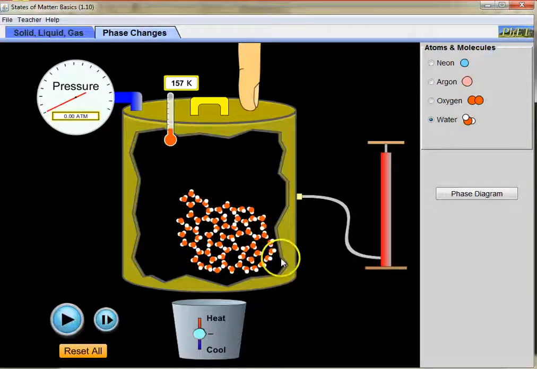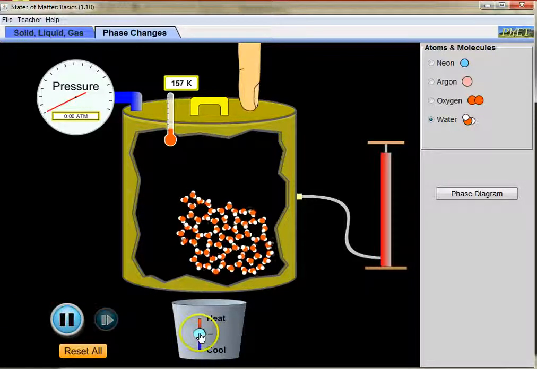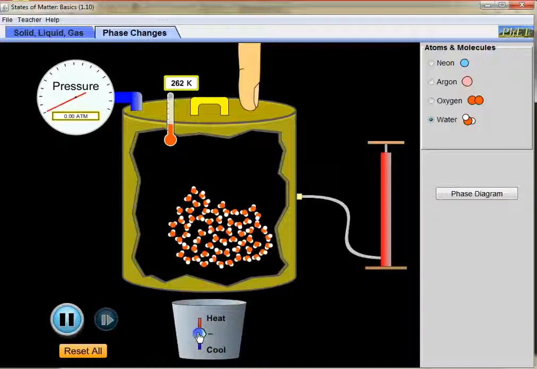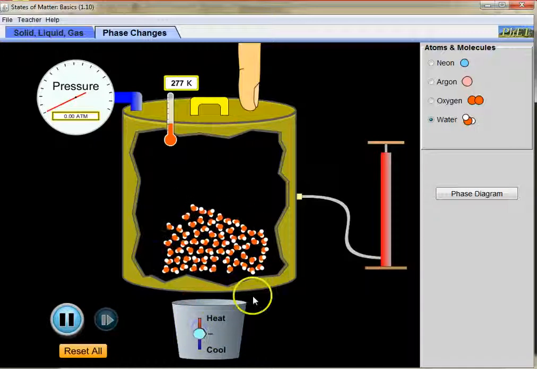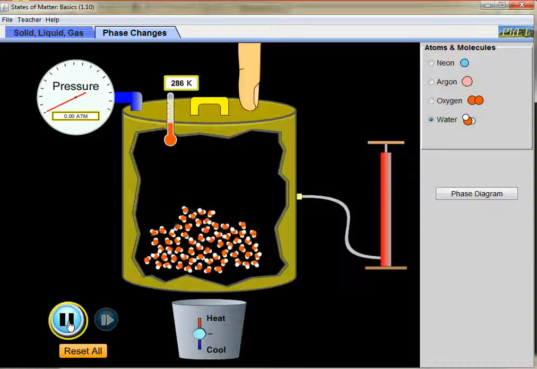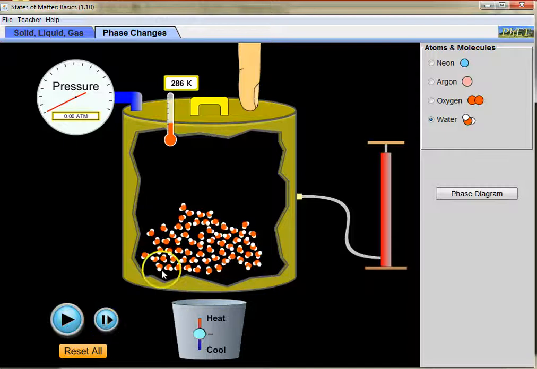Let's pause this for a second. You can see that there are significant holes in this lattice structure. All right, so let's heat it and see if we can convert it. Now this has turned into water, and let's pause it. Do you see that the space has gone now? In the liquid state, the water molecules are in fact now closer to each other.